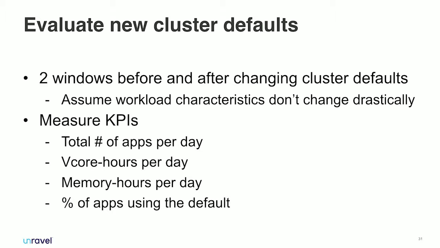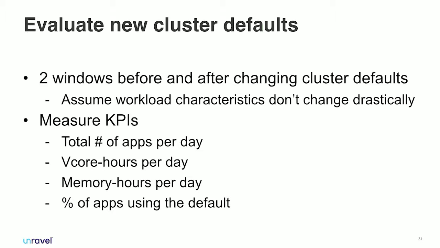The per day part is really there because the window can be different. If you take a 7-day window before you change the cluster default, and afterward you take a 10-day window, then obviously your total number of apps or total vCore-Hours would be different because one window is much longer than the other. But if you take a long enough window and do a daily average, you effectively get a sample that pretty accurately reflects any changes due to the cluster default change.